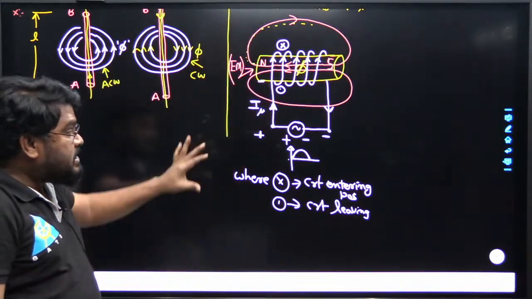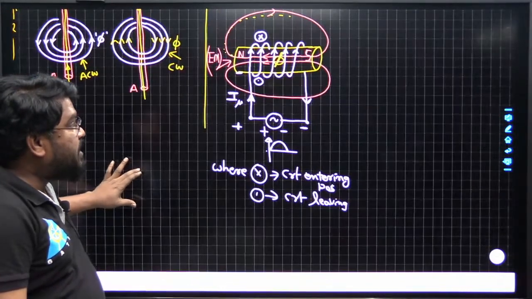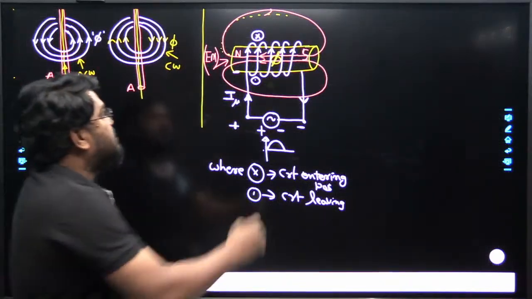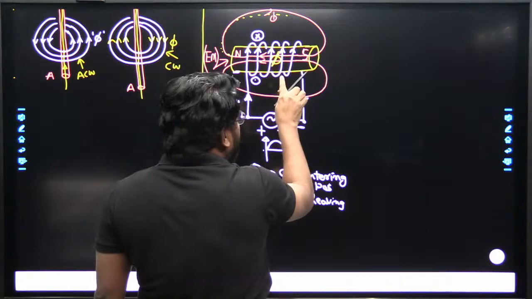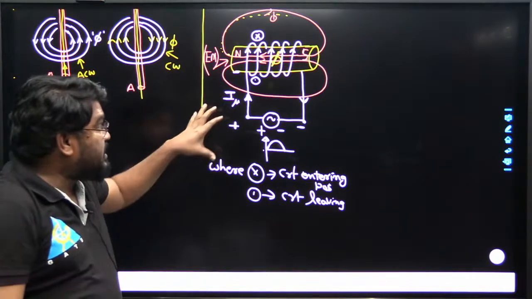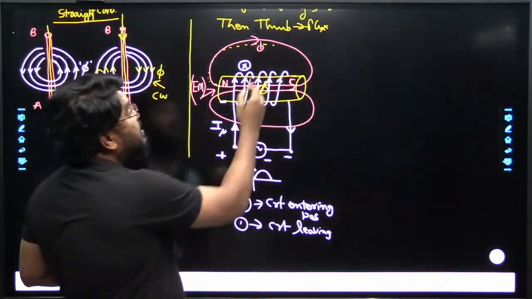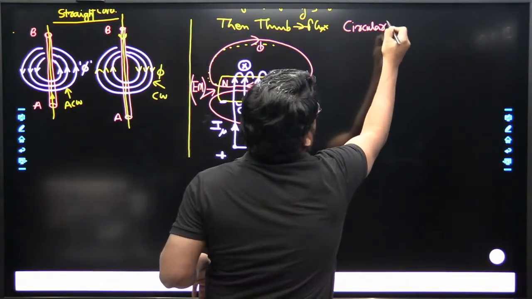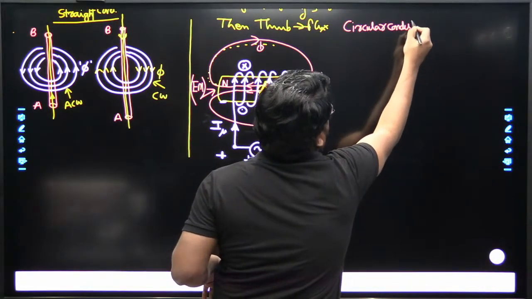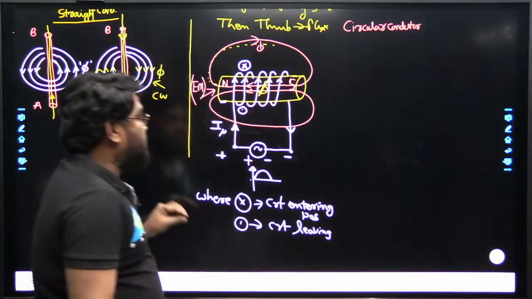Now, similarly, suppose in the negative half cycle, what will happen? The flux lines, or the region around the magnet, is known as the magnetic field. Which type of conductor is this? This conductor is known as a circular conductor. Got it? Now we have a question.